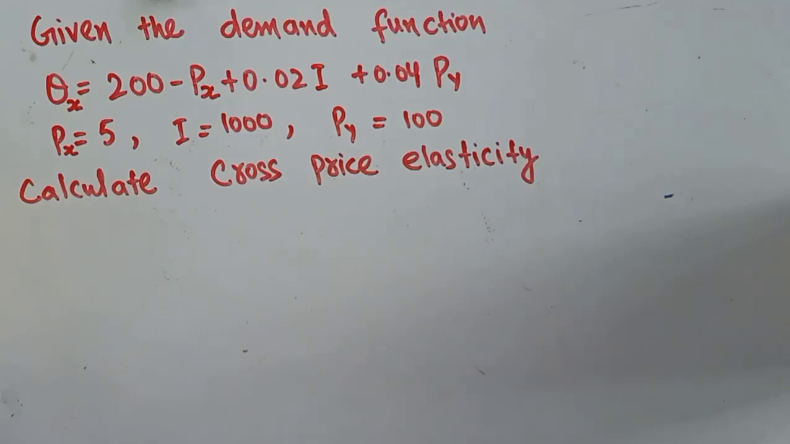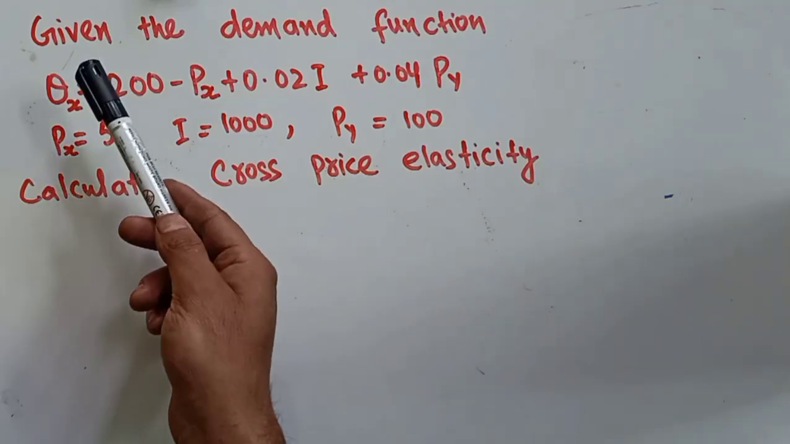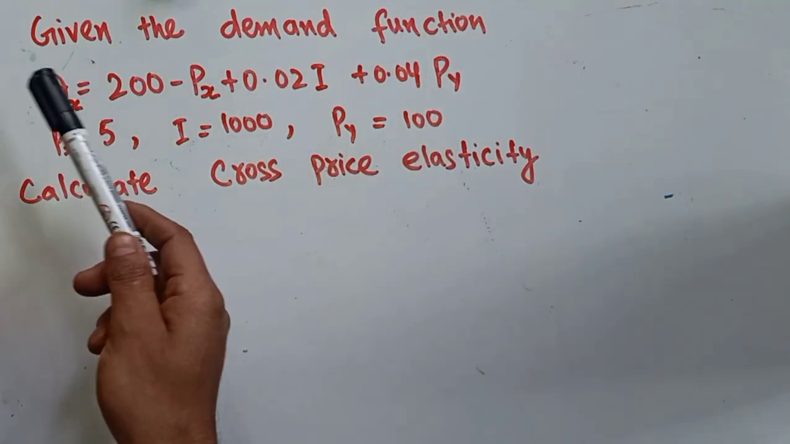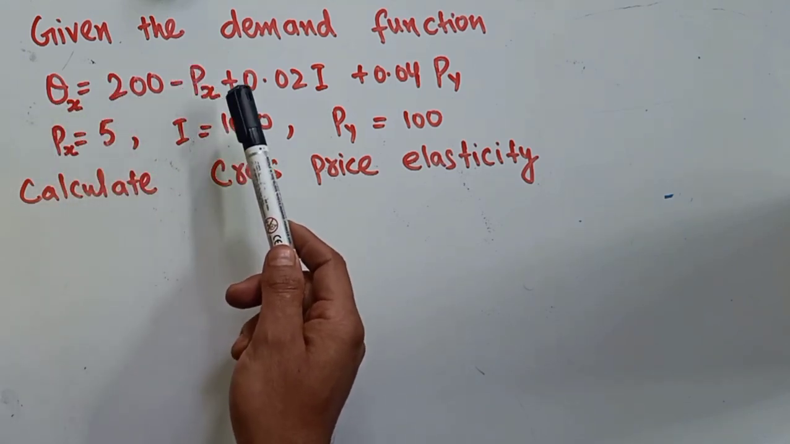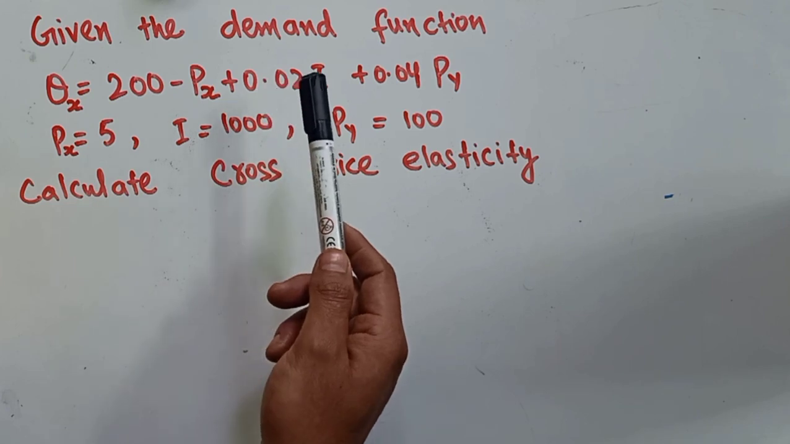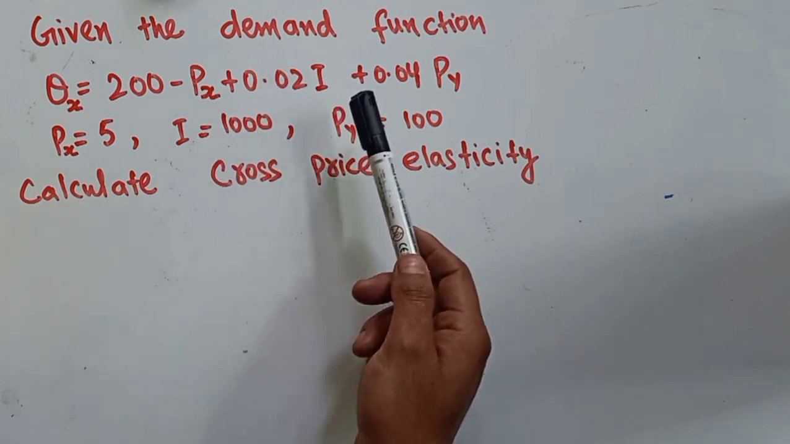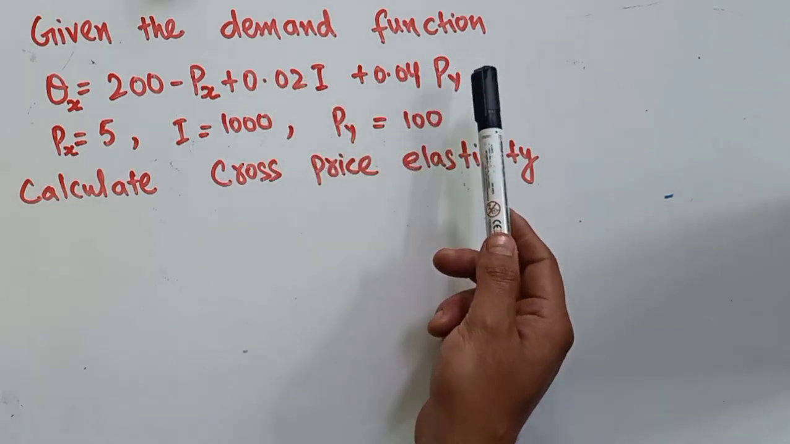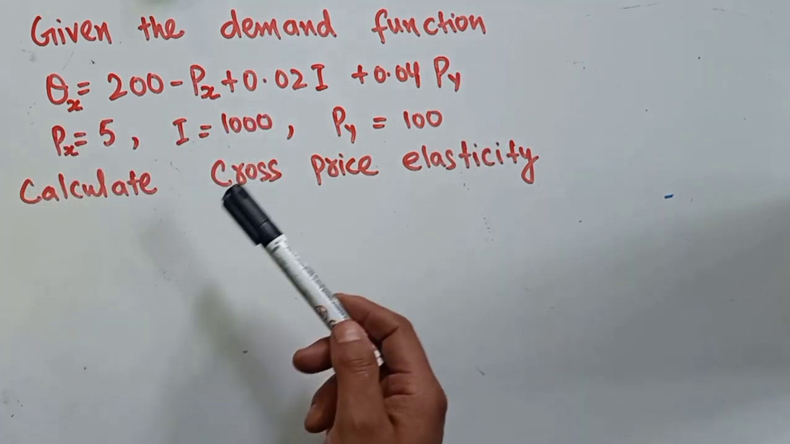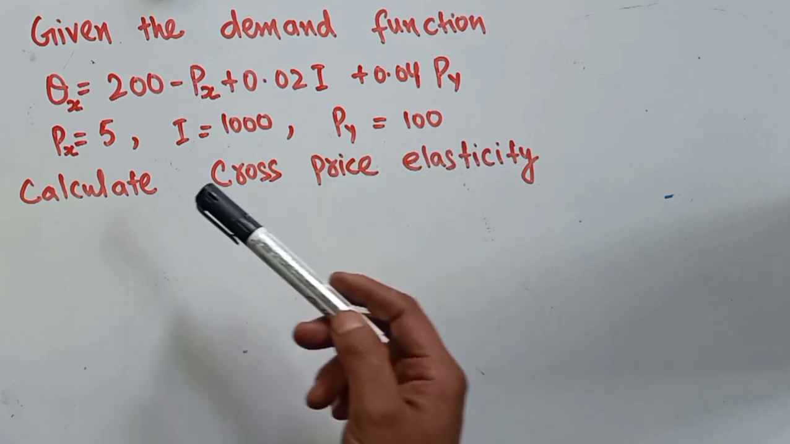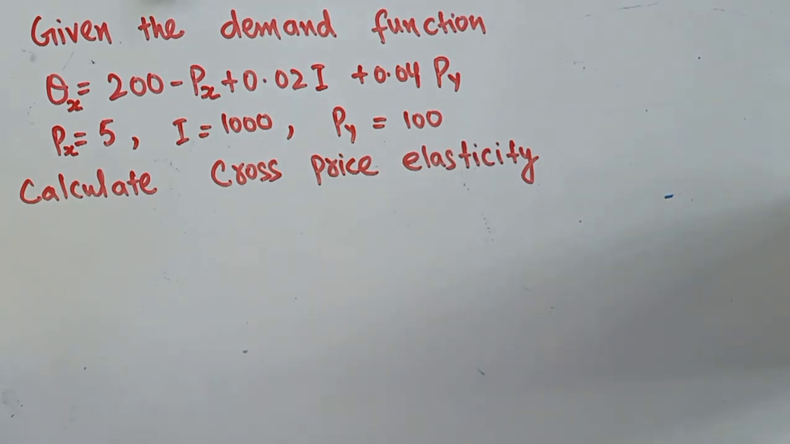Let us solve a question on cross price elasticity. The question is: given the demand function, quantity demanded of good X is equal to 200 minus price of good X plus 0.02 times I, where I denotes income, plus 0.04 times the price of good Y. Price of good X is 5, income of the consumer is 1000, and price of good Y is 100. We need to calculate the cross price elasticity here.